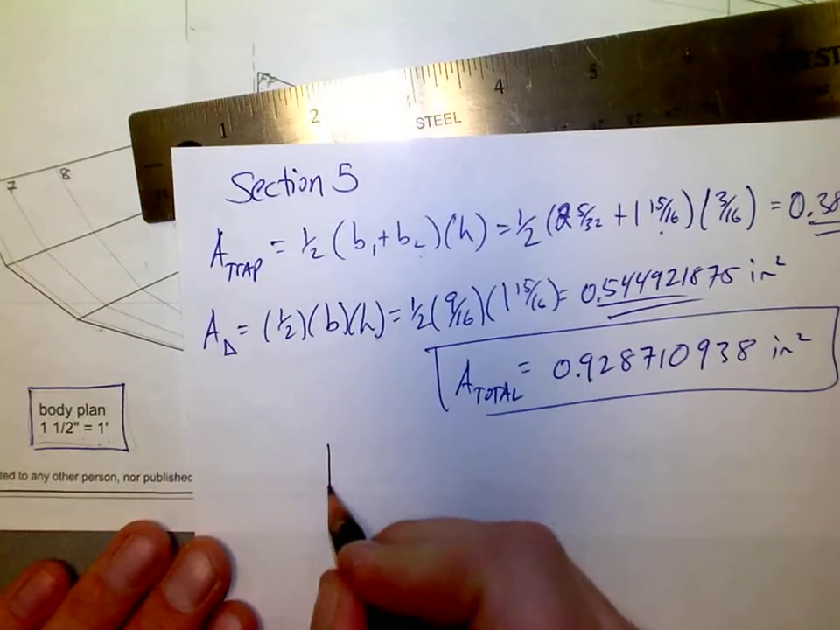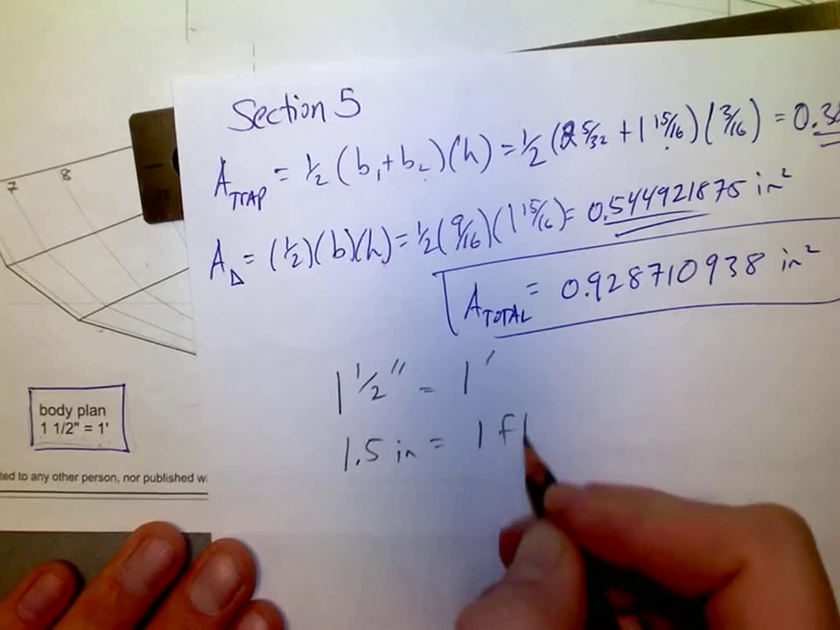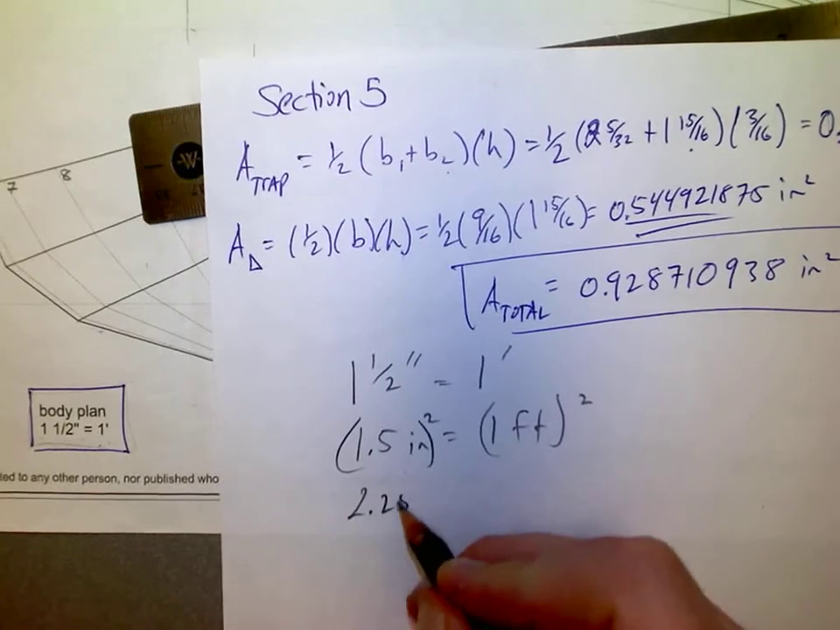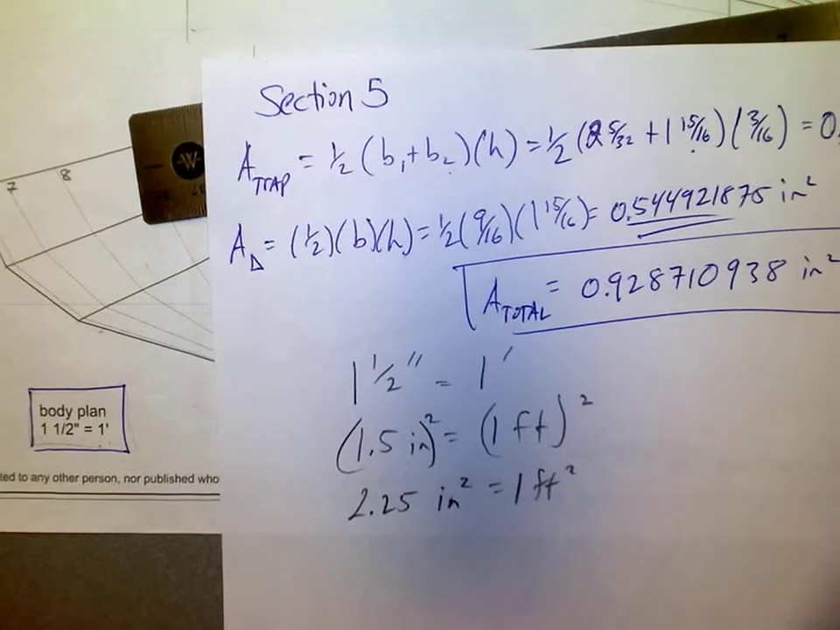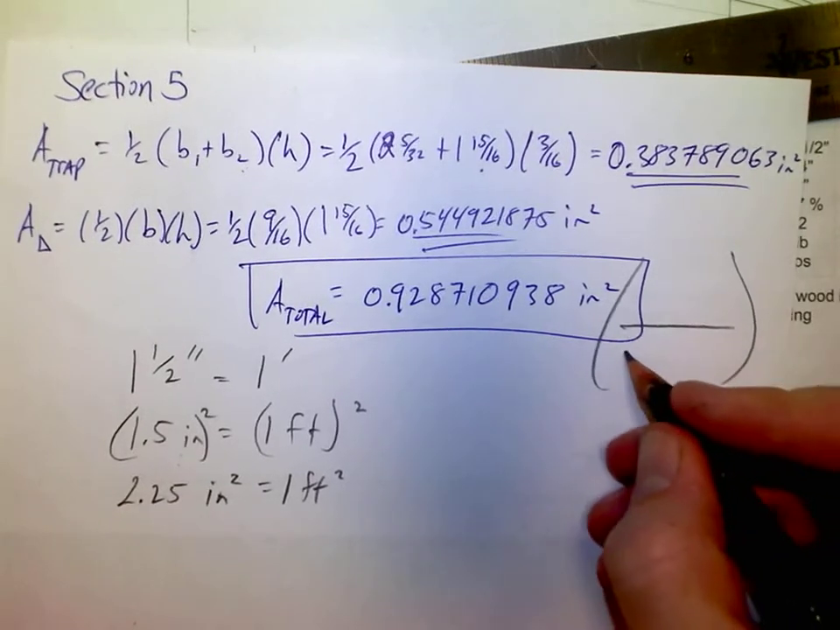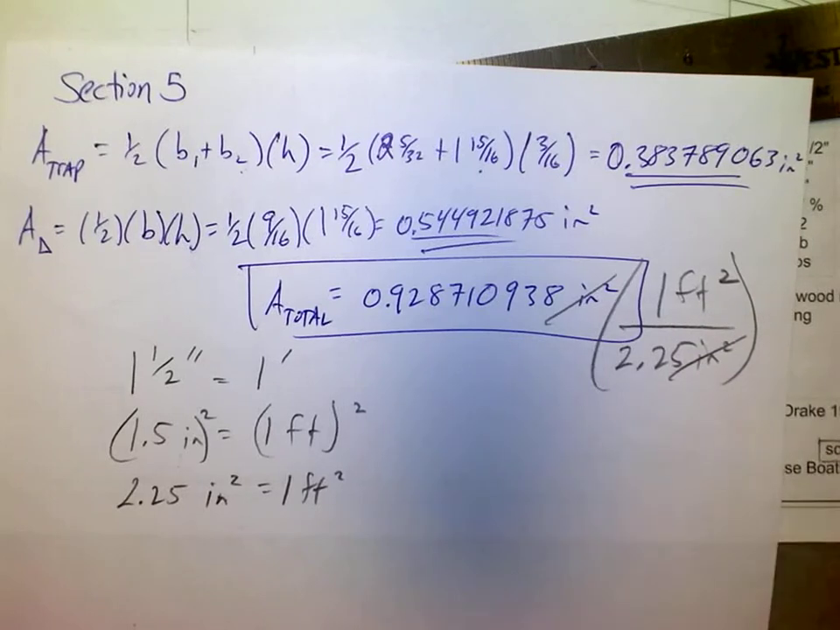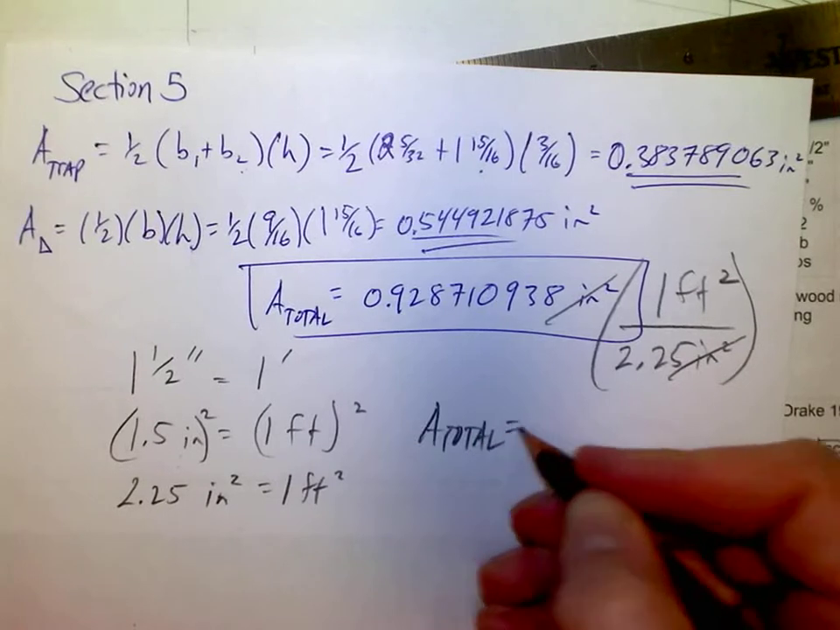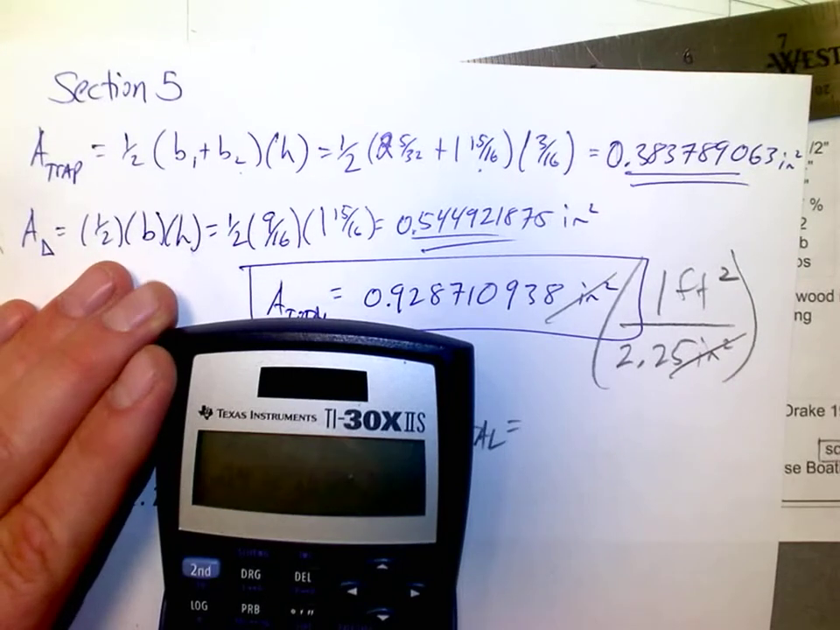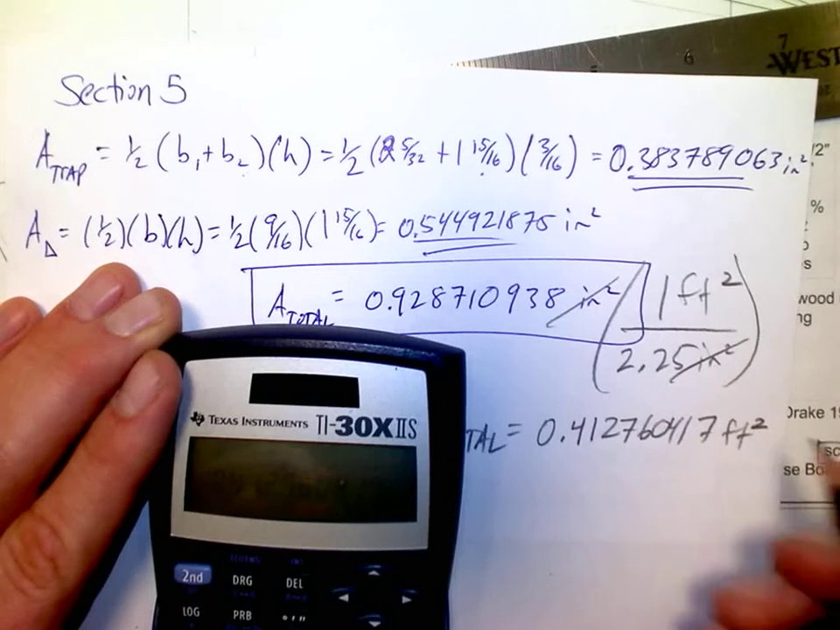1.5 inches equals 1 foot. Again, we want to convert to an area scaling, so I'm going to square both sides. That's 2.25 inches squared equals 1 foot squared. So that takes me back to my area calc here, 0.92, etc. Divide that by 2.25 inches squared per 1 foot squared, inches squared cancel out. So the area total is going to be this number divided by 2.25. That gives us 0.412760417 feet squared.